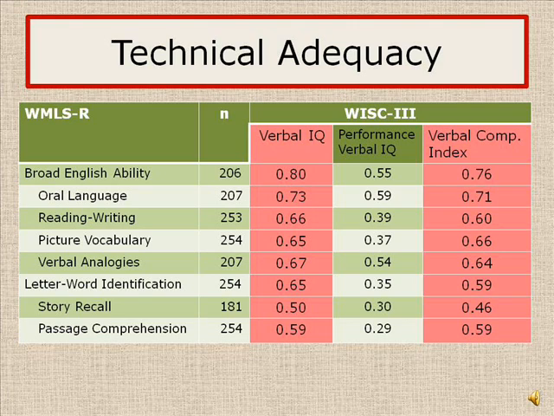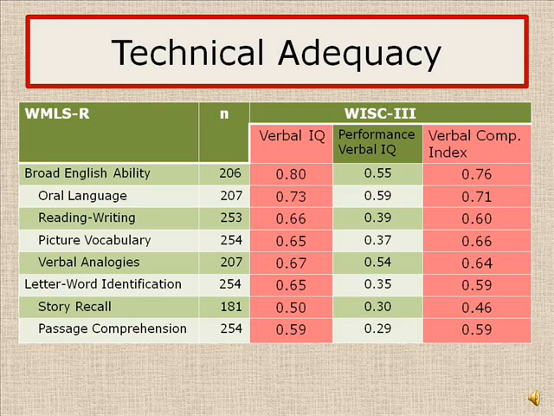Correlations were established between the Woodcock-Munoz and other assessments in 3 special samples: preschool, school age, and university. For this measure comparison, we'll look at details from the school age study. Test subjects in the school age study were administered 5 Woodcock-Munoz Language Survey Revised subtests and the WISC-3, the Wechsler Intelligence Scale for Children, 3rd edition.